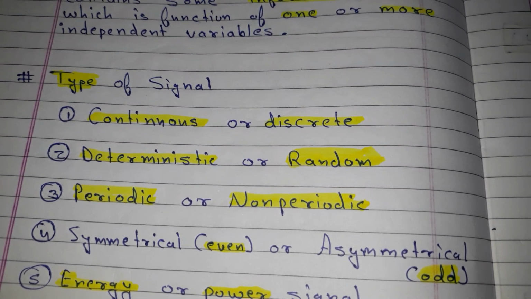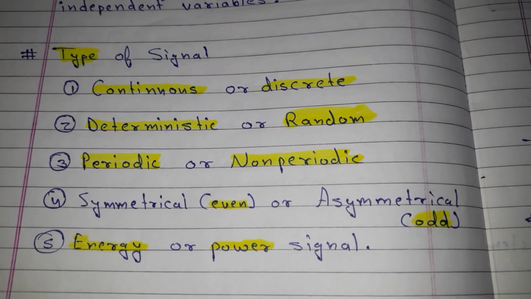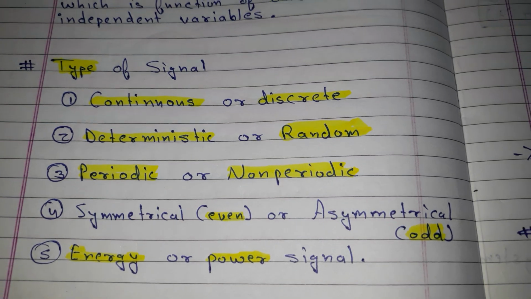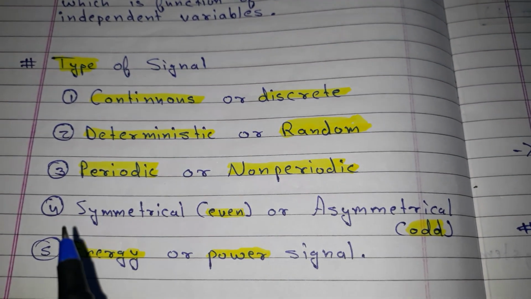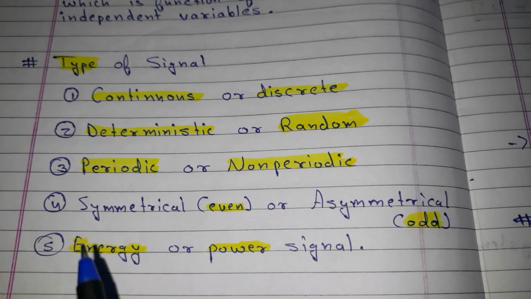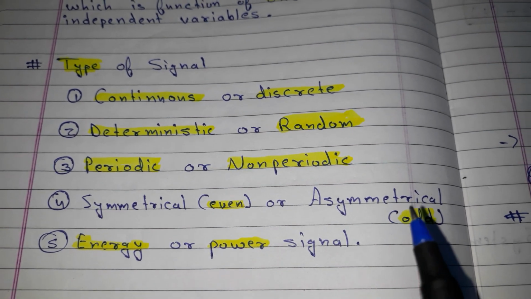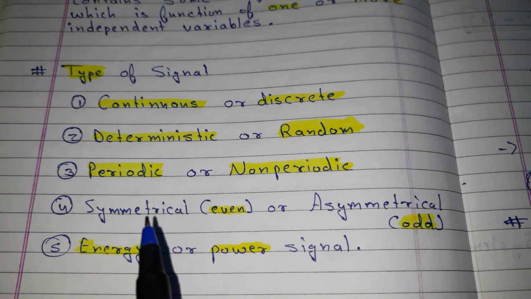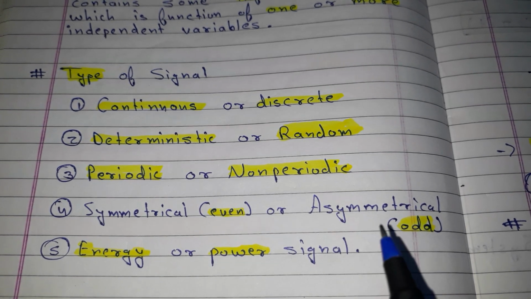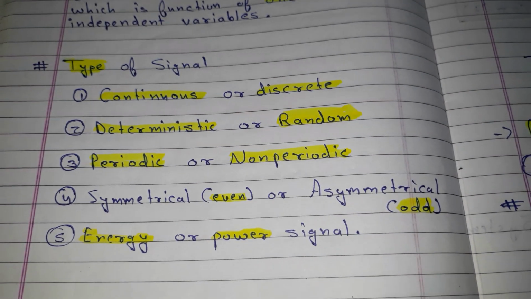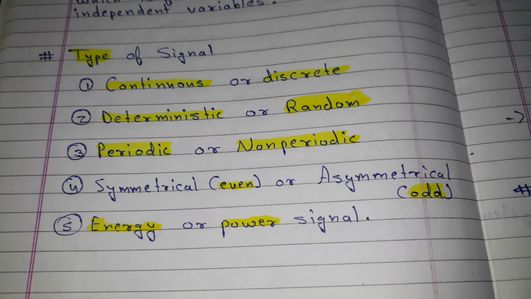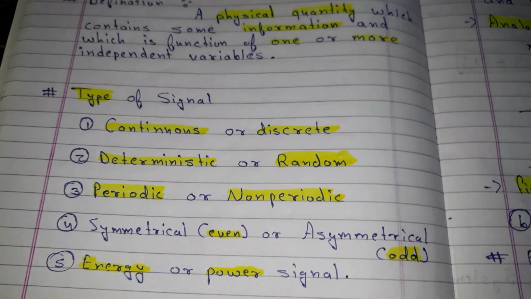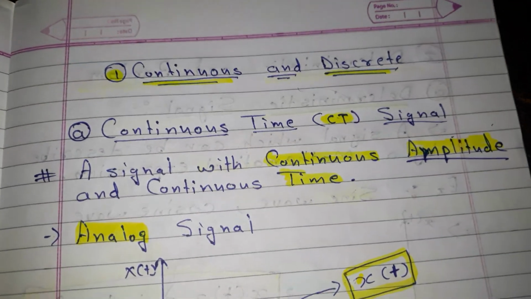We discuss their types. There are four types of signals. First one is continuous and discrete, deterministic and random, periodic and non-periodic, symmetric and asymmetric. Another name for symmetric is even and another name for asymmetric is odd. And the last one is power and energy signal. So let's go, we discuss the first type of signal.